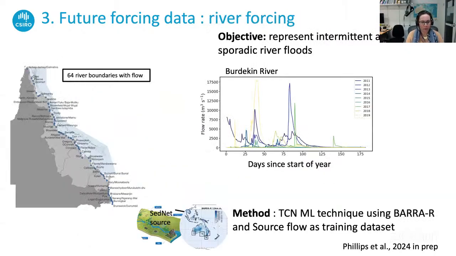Now going to the river forcing, this is where we did the machine learning technique. What we really wanted, and here I'm showing the Burdekin River, this is showing the wet season and all the different years, showing that some years there's no flood at all, and some years there's some big spike, and they can happen whenever. So we really wanted to be able to reproduce this very intense flood event and intermittent event.